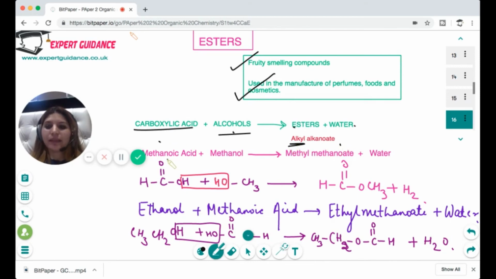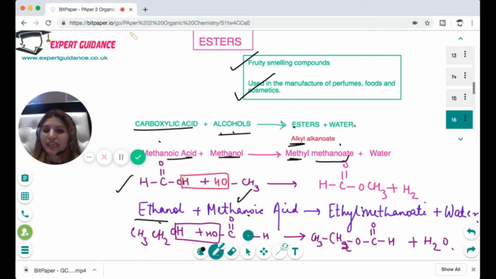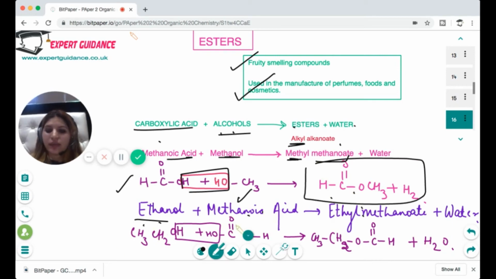So, for example, if you take methanoic acid and methanol, the alcohol becomes alkyl, so that is methyl, and the carboxylic acid, methanoic acid, becomes methanoate. In the same way, ethanol plus methanoic acid, the alcohol becomes yl, so that is ethyl, and methanoic acid becomes methanoate, plus water. And to write its reaction, you will write the methanoic acid and methanol facing each other, remove the molecule of water, and whatever is left, join it together. Similarly, ethanol and methanoic acid, join them together, whatever is left after removing the water will be your ester.